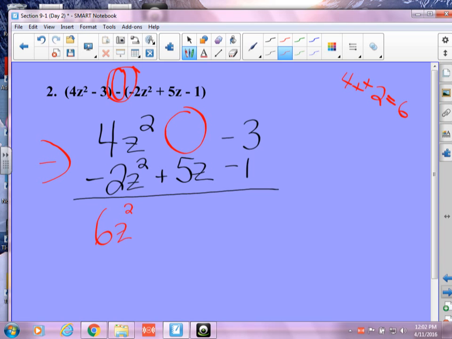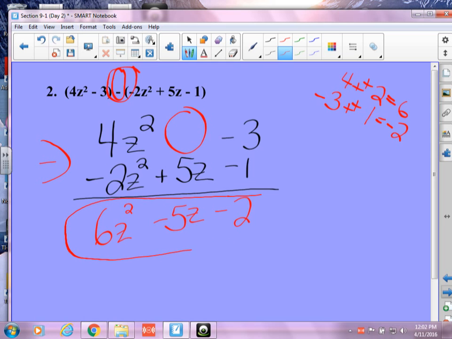Okay, so now I got nothing minus 5z. What do I get? Negative 5z. And negative 3 minus a negative 1 gives me negative 2. If you don't get that, you can come off to the side and go negative 3 minus a negative 1. It's a chop, so I get negative 2.